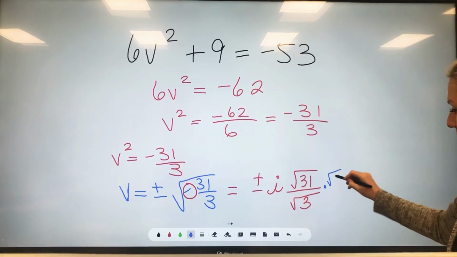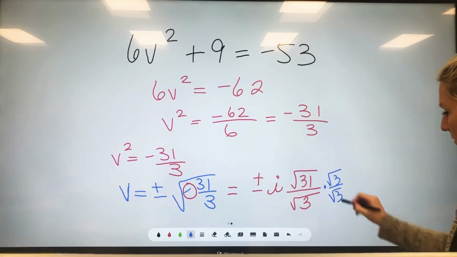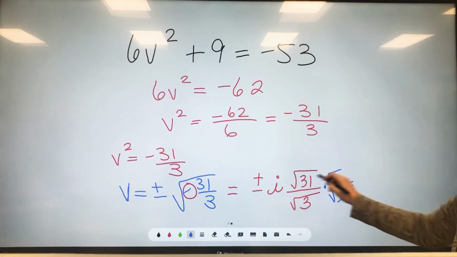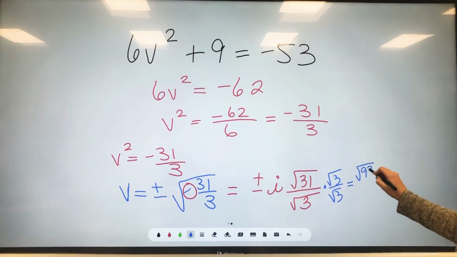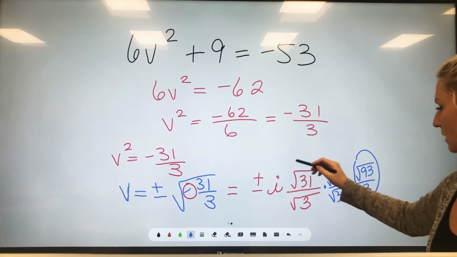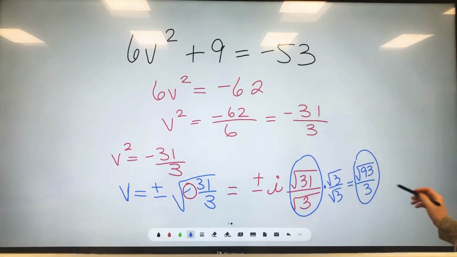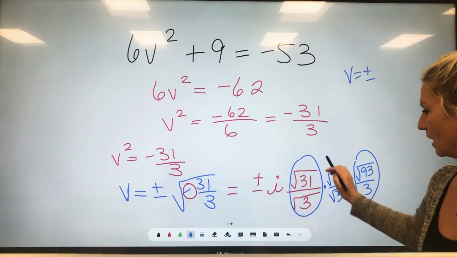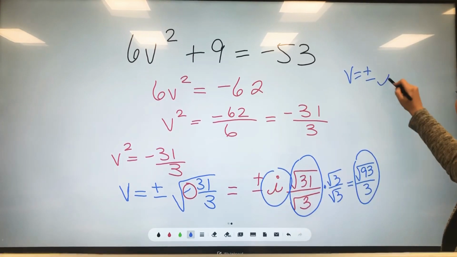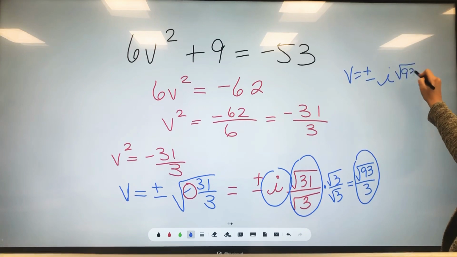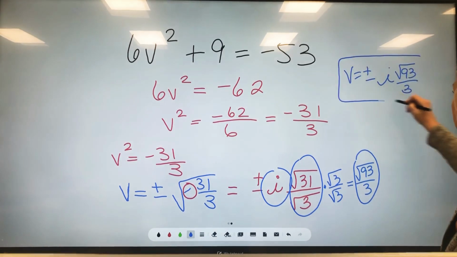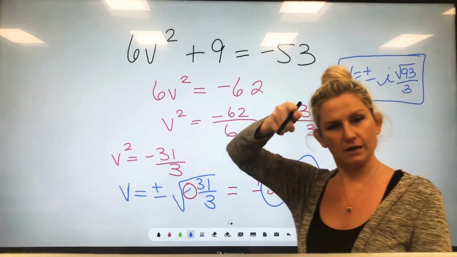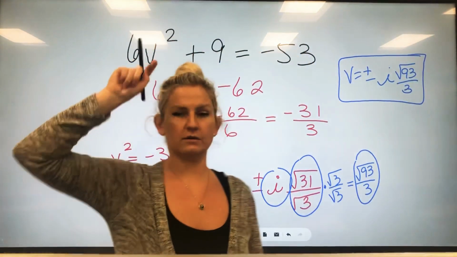So I'm going to multiply by radical 3 over radical 3. What does that give me? Radical 93 over 3. So this is the equivalent of that. My final answer, I'll write it up here, is b equals positive or negative. Don't forget that this i is here. i radical 93 over 3. Positive i radical 93 over 3, negative i radical 93 over 3.